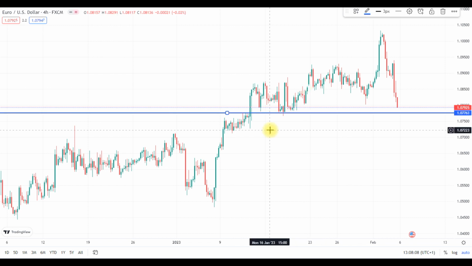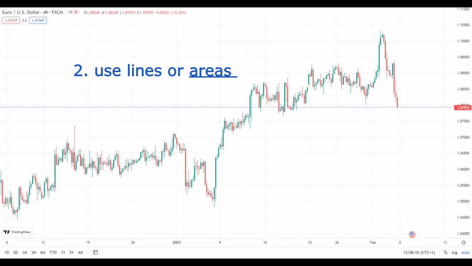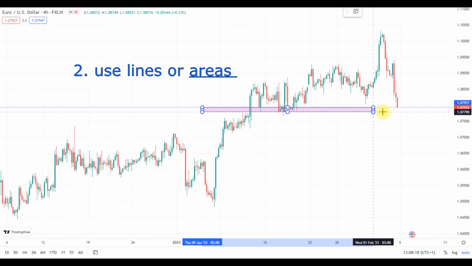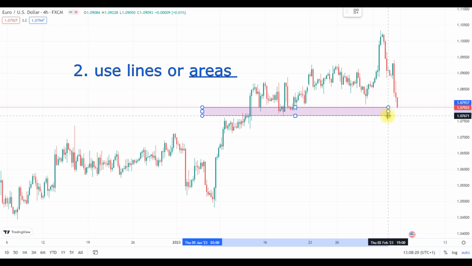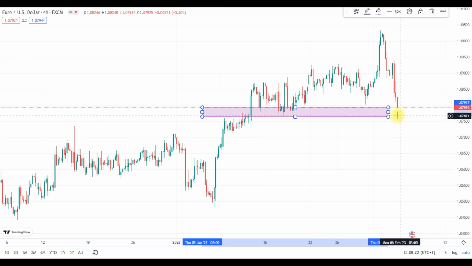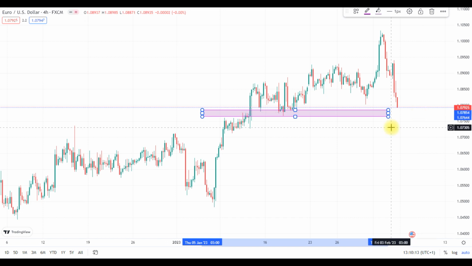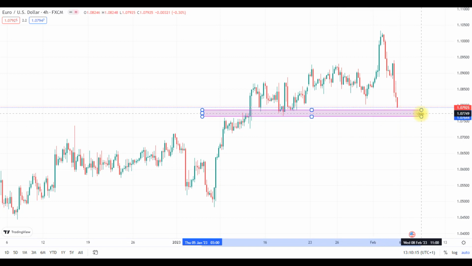Which brings us to factor number 2 for today. If you have trouble drawing in support and resistance lines like this, just draw areas. That's totally fine. A support and resistance level can be an area, which sometimes makes it clearer for you and your trading. So my advice, if you have trouble with this, use areas.